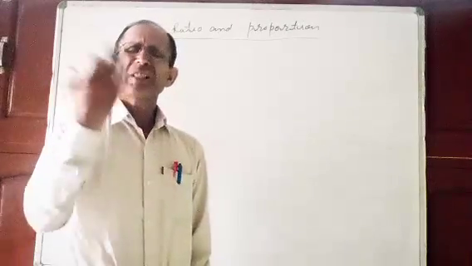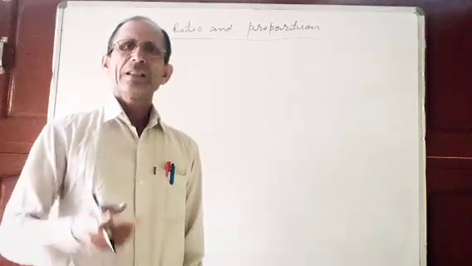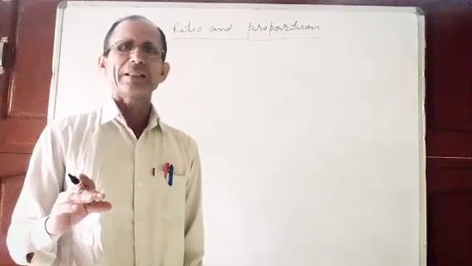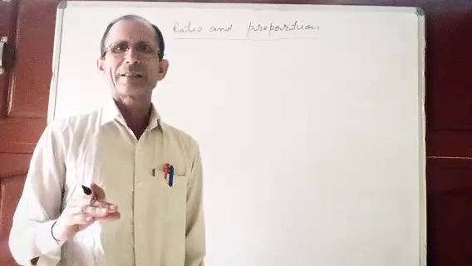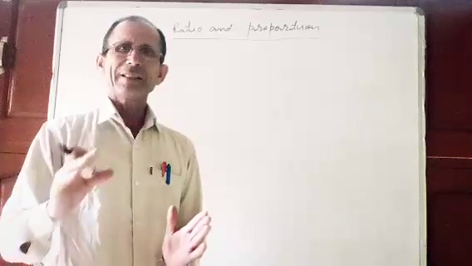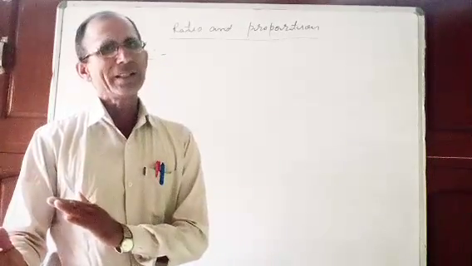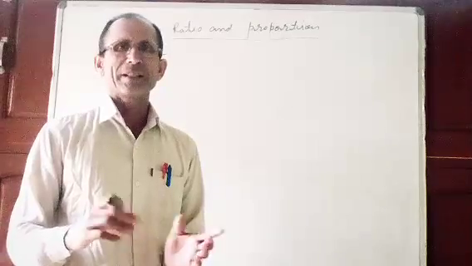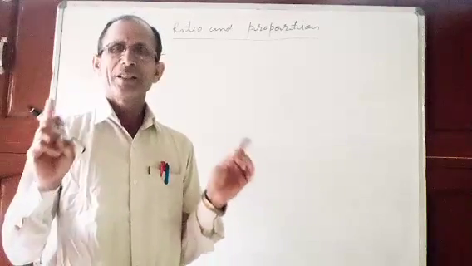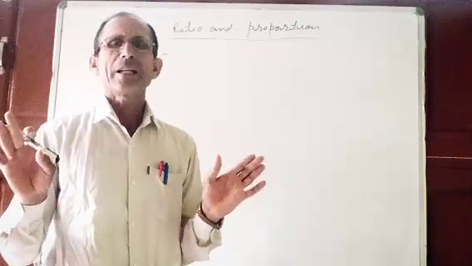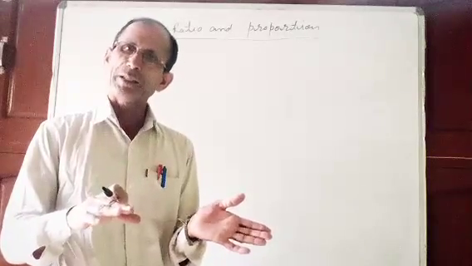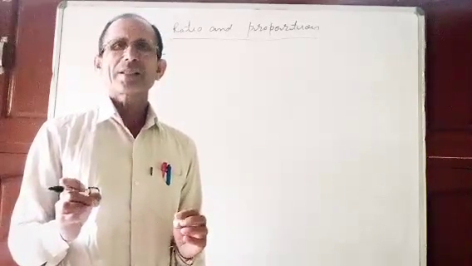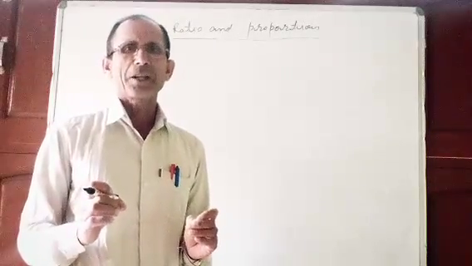One more example you can take: distance. Distance is measured in kilometer, meter, centimeter, decimeter, like this. So if distance is given as 1 kilometer or 500 meter, these are not like quantity. First convert into the same unit, either kilometer or meter. Have you understood? So this is the meaning of like quantity.